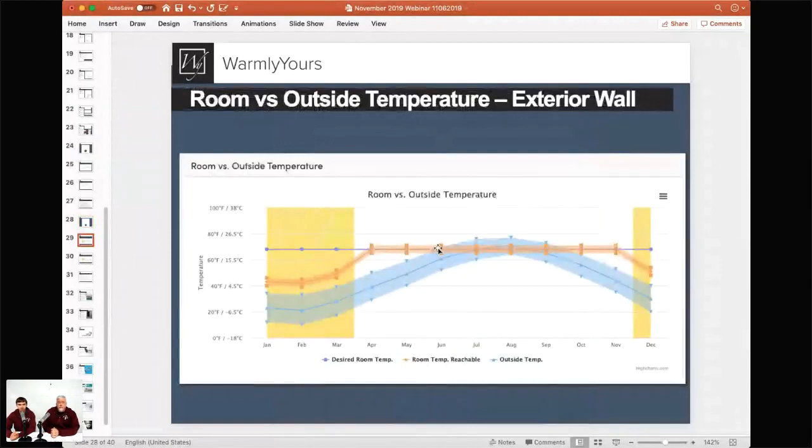So yeah, now this chart becomes a little different. New lines are appearing. And as you know from the previous description, the blue line is your outside temperature, which varies throughout the year, just like it would. The blue line with those blue circles that stays at 68 is constant because that's your desired room temperature. That's what you want.